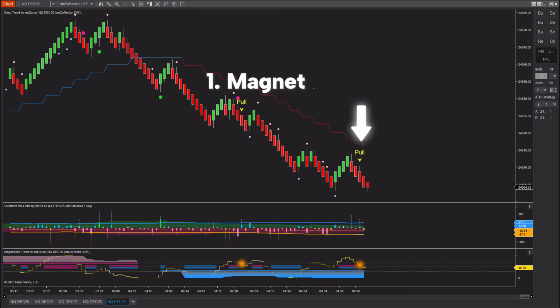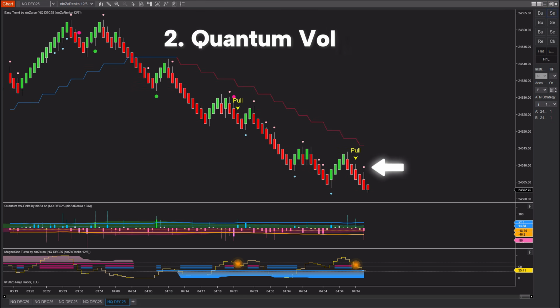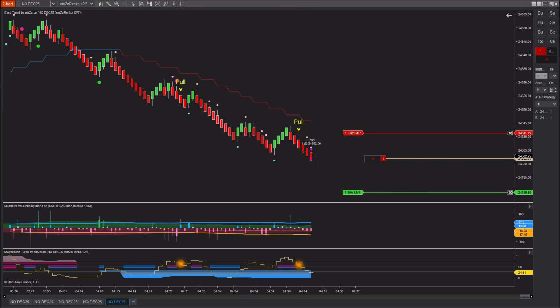Next, we'll continue to wait for another sell setup. At this point, you can already see that Magnet OSC Turbo has given us a bearish momentum signal. So now, the only piece missing is confirmation from Quantum Vol Delta, showing that real selling pressure has stepped in. Once that negative delta signal appears, that's when we can confidently execute a sell trade. By patiently waiting for both signals to align, we avoid getting caught in noise and make sure our entry is backed by the highest level of reliability.